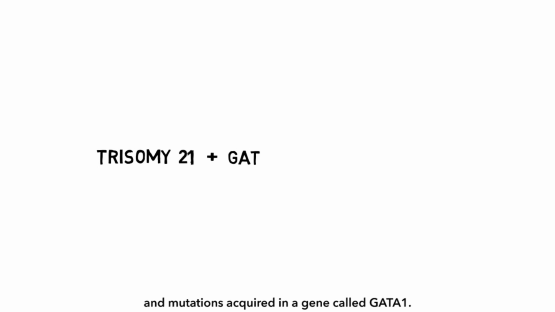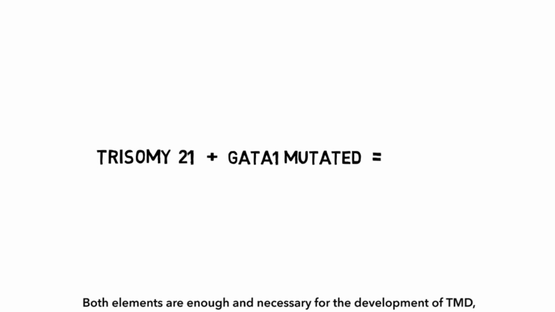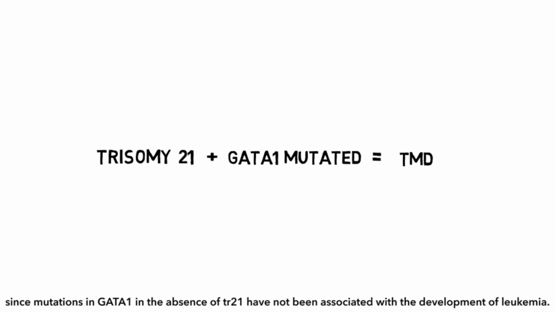TMD is caused by a cooperation between trisomy 21, which alone disturbs fetal hematopoiesis, and mutations acquired in a gene called GATA1. Both elements are enough and necessary for the development of TMD, since mutations in GATA1 in the absence of trisomy 21 have not been associated with the development of leukemia.